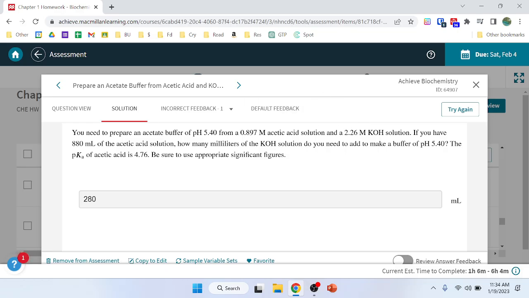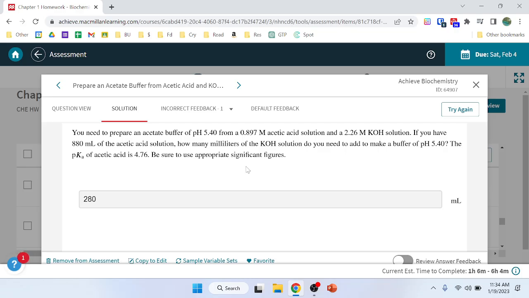Okay, so we're going to have our ratio is going to equal the base, so X, divided by the amount we started with, 789.36, minus X. Okay? Okay, so we multiply over first.